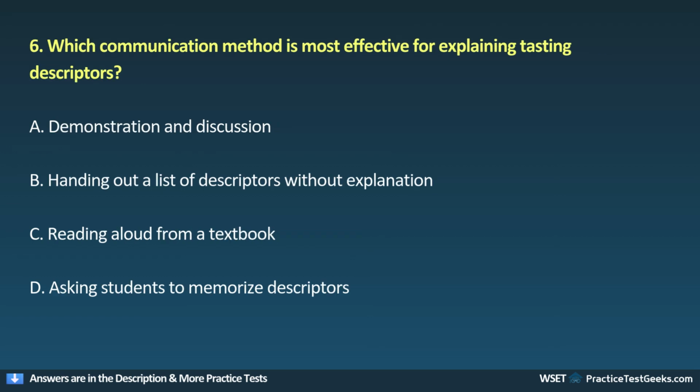6. Which communication method is most effective for explaining tasting descriptors? A. Demonstration and discussion. B. Handing out a list of descriptors without explanation. C. Reading aloud from a textbook. D. Asking students to memorize descriptors.